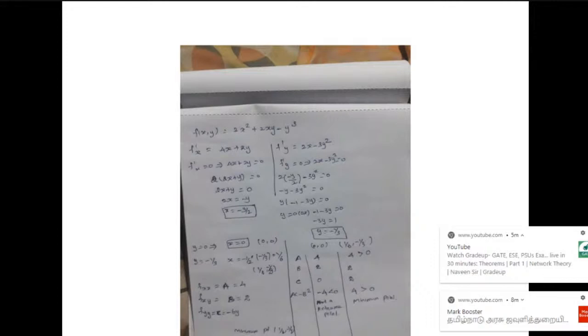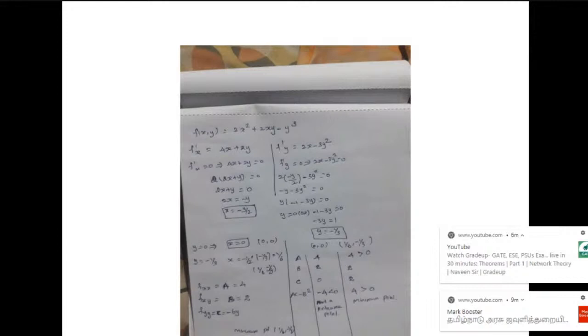Then we equate it to 0. 4x plus 2y is equal to 0. Then we get x is equal to minus y by 2. Then f dash of y is equal to 0. We substitute this x value into this equation. Then we get y is equal to 0 and y is equal to minus 1 by 3.